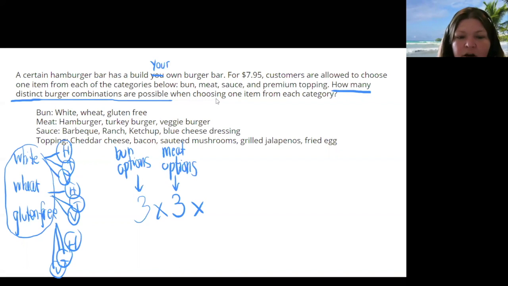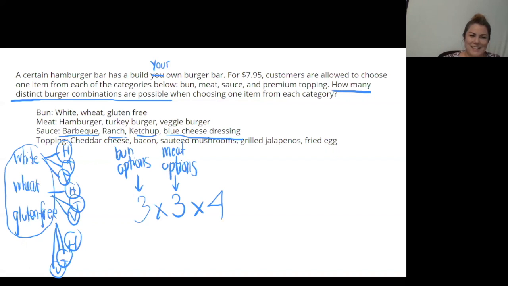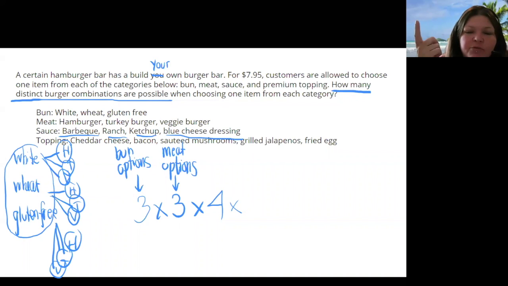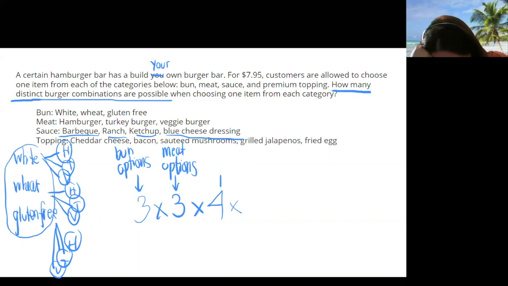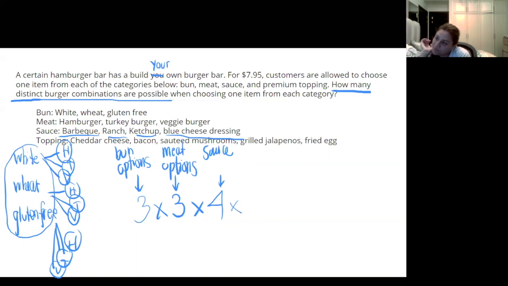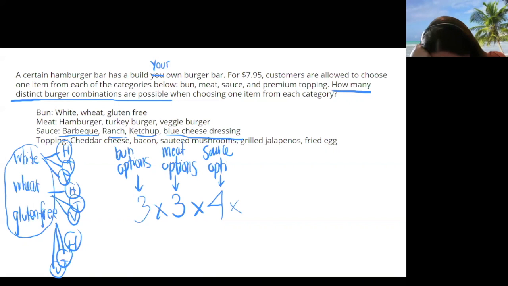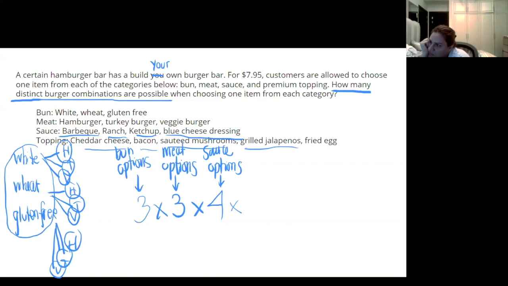So let's look at our number of sauce choices. How many sauce choices do we have? 4 sauce options. Barbecue, ranch, ketchup, blue cheese dressing. Now I have 4 options. And now I've got a lot of different burgers to make, but I'm not even done yet. We have some more options. How many topping options do we have? We have 5, absolutely. You could do cheddar cheese, bacon, sauteed mushrooms, grilled jalapenos, or fried egg.